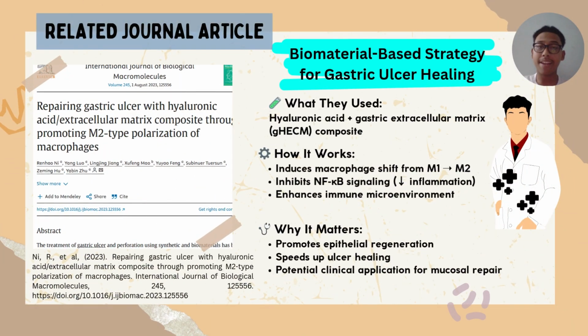A recent study by Renhauni and colleagues in 2023 developed a composite biomaterial combining hyaluronic acid with the cellulose gastric extracellular matrix. This material was applied to gastric ulcers and showed promising results. It shifted macrophages from a pro-inflammatory M1 state to a healing M2 state, while also suppressing the NF-κB pathway. This change improved the immune environment, promoted epithelial regeneration, and significantly accelerated ulcer healing, making it a strong candidate for future clinical use.